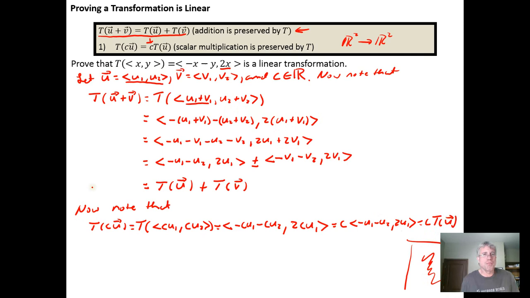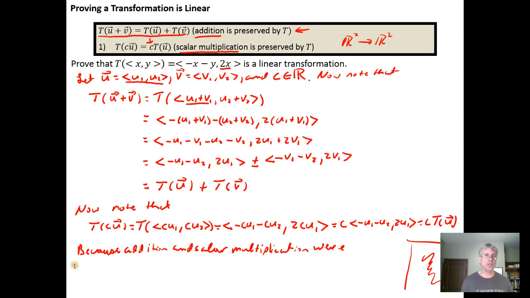So then we can come to our conclusion, because addition and scalar multiplication were preserved by our transformation T, T is a linear transformation, which is what we wanted to prove. And that ends the proof.